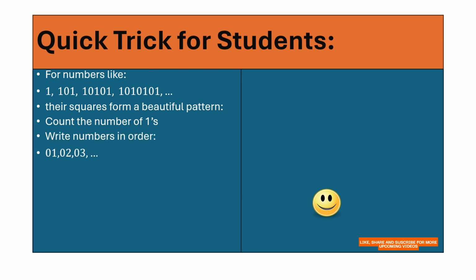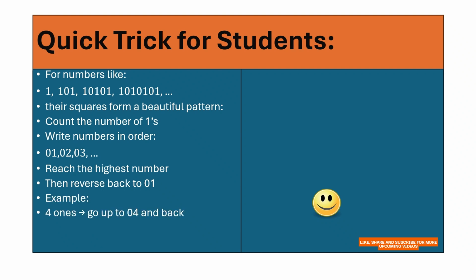Now you see here we have 0, 1. How many ones? 2, then 3, and it goes on. So what you do here is reach the highest number, then reverse back to 1. For example, 4 ones means you have to go up to 4 and then back. If you have 6 ones given, then you have to go up to 6 and back.